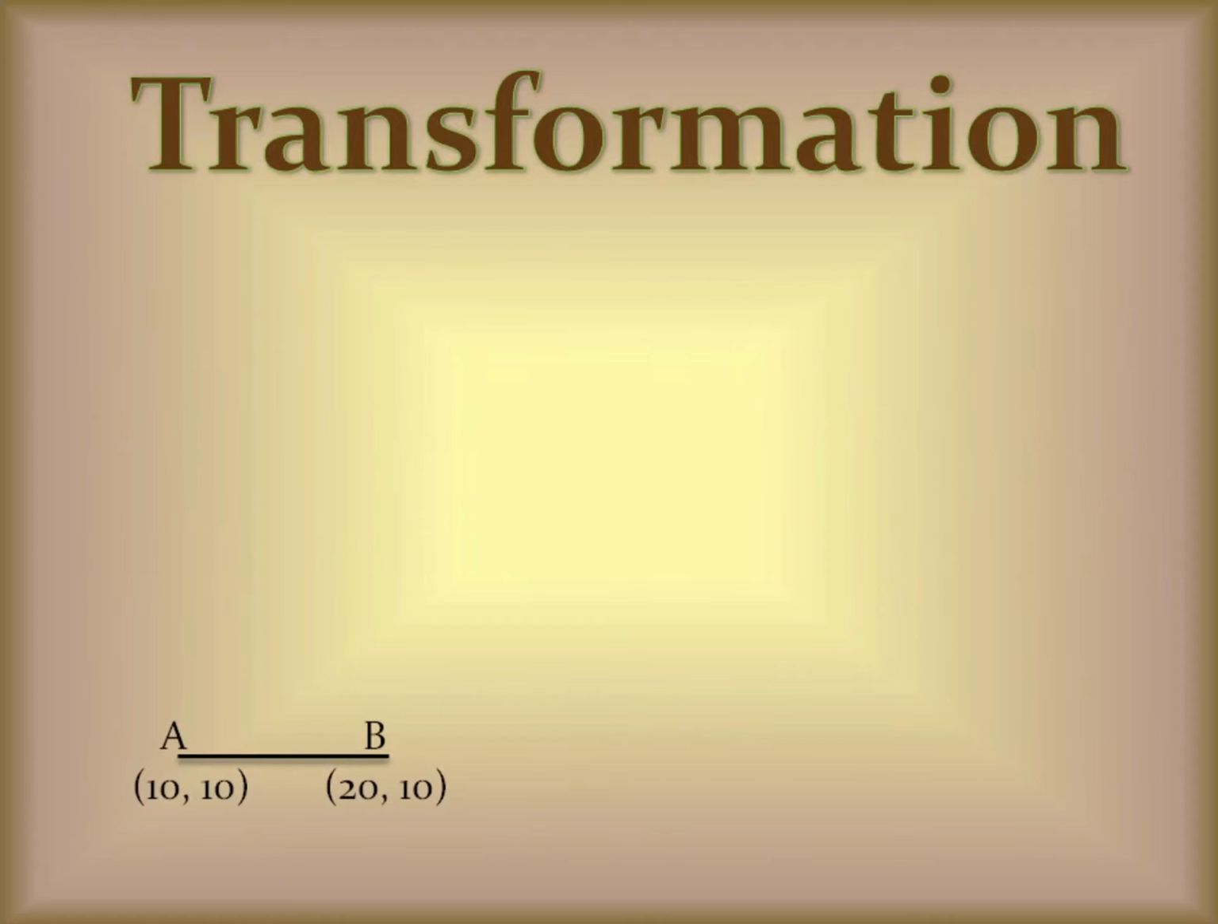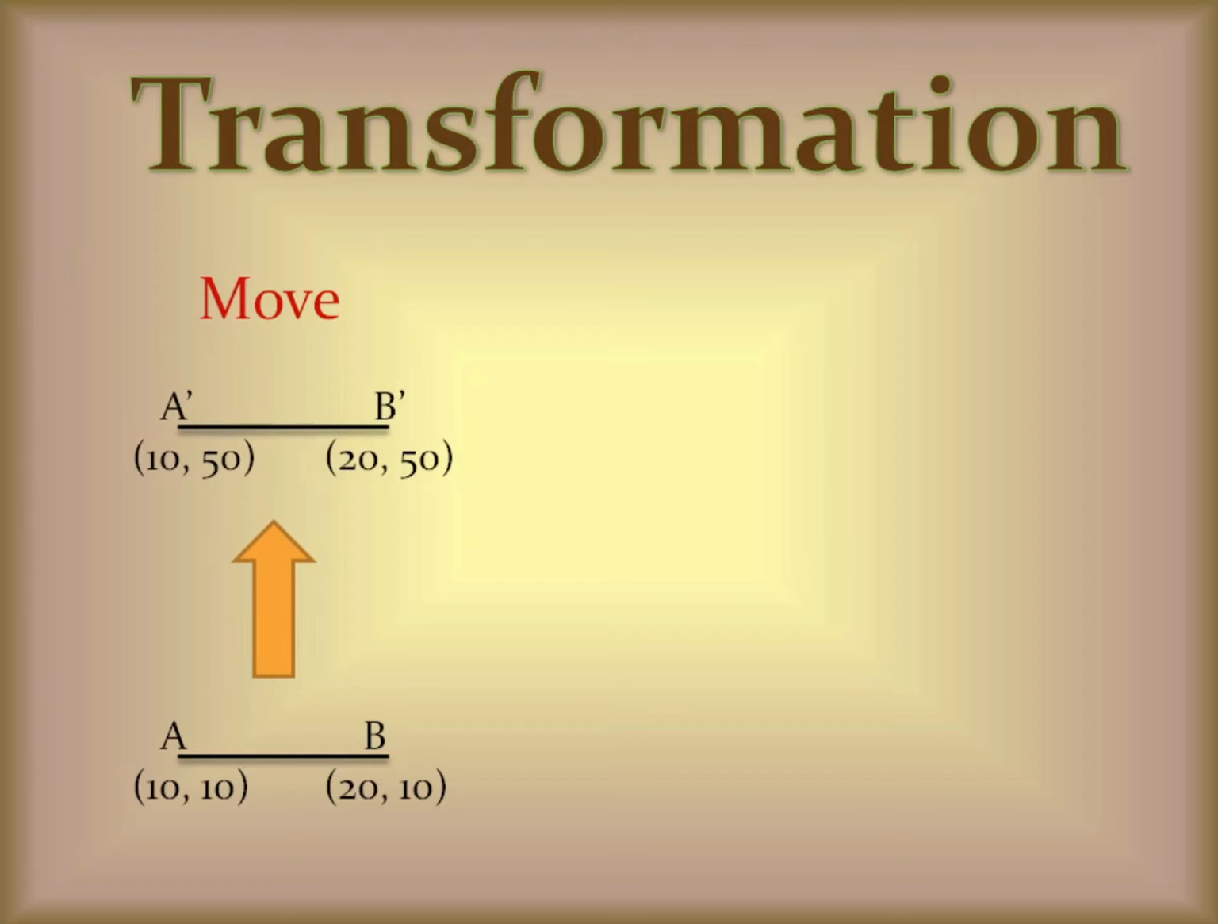I will explain the transformation clearly with an example. The figure shows a line with two endpoints A and B. Each corner point in a CAD model is named a vertex. The vertices A and B are given as (10, 10) and (20, 10) respectively. Now we have to move the line to a new position. The vertices of the line in the new position are named A dash and B dash, and their corresponding coordinates are (10, 50) and (20, 50).